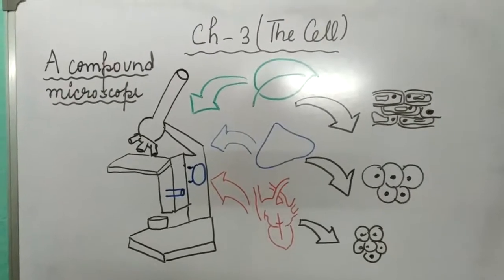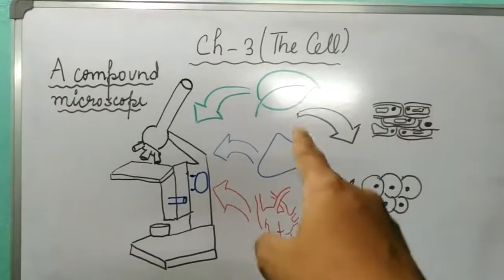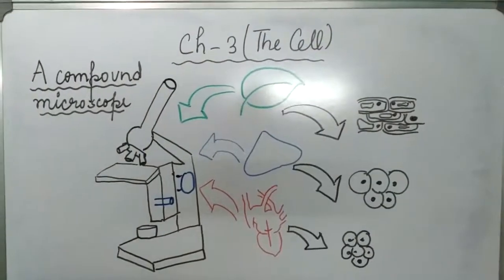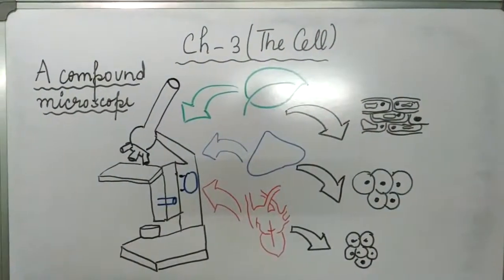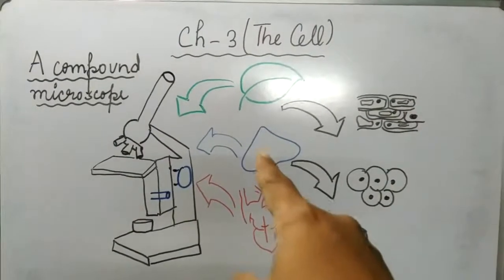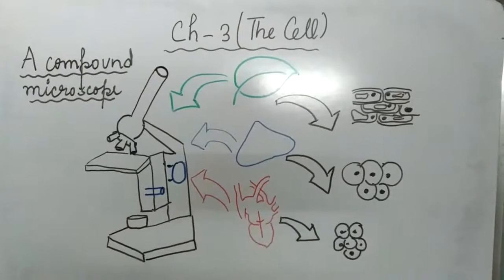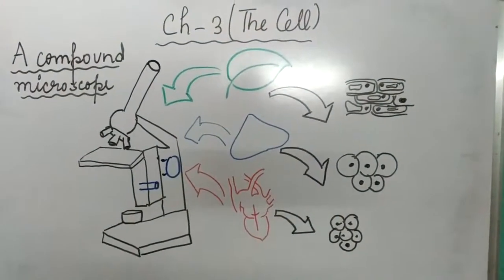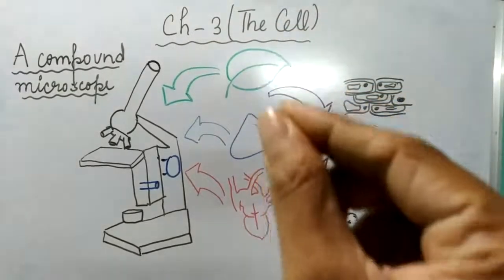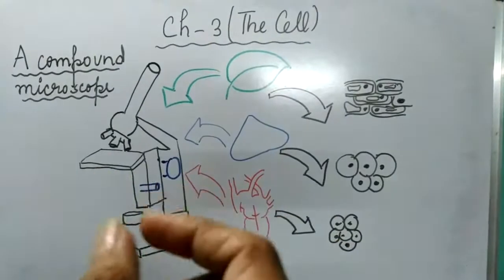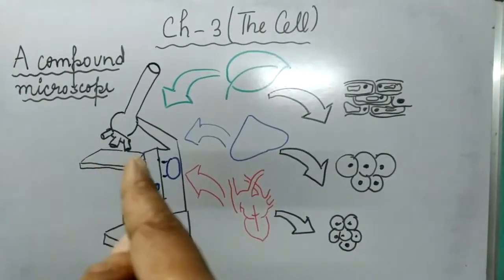Now see what I have drawn over here. Over here I have drawn a particular leaf. Next I have drawn an organ like the liver. I have drawn an organ like the heart. Now what I have done is, I have taken a small section from this part and I will be placing it on this particular stand over here.